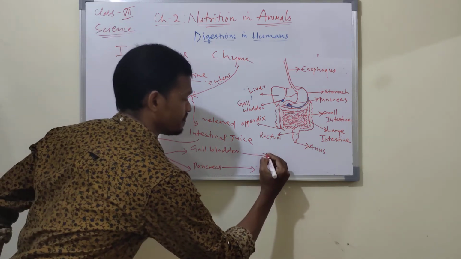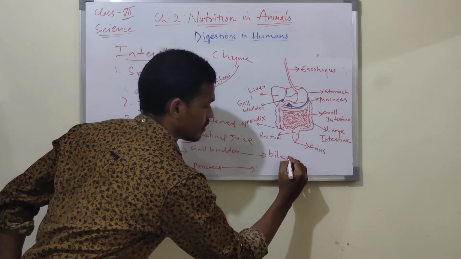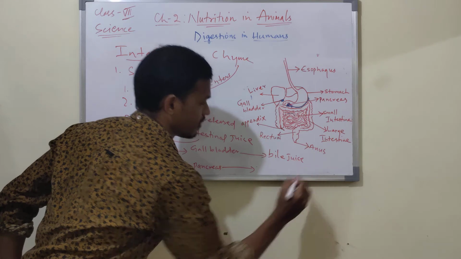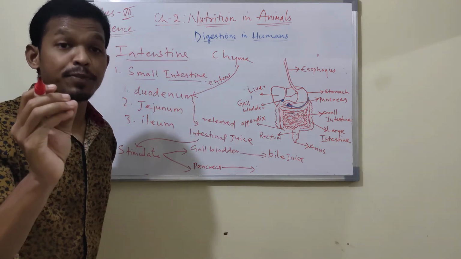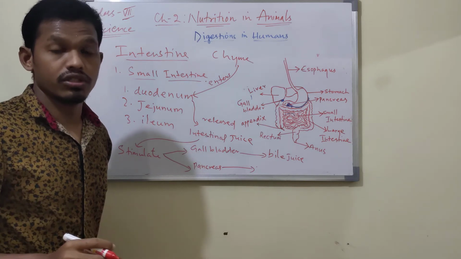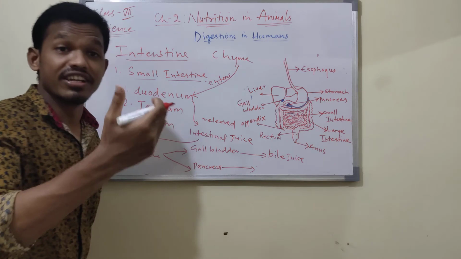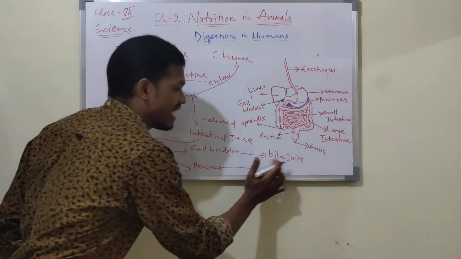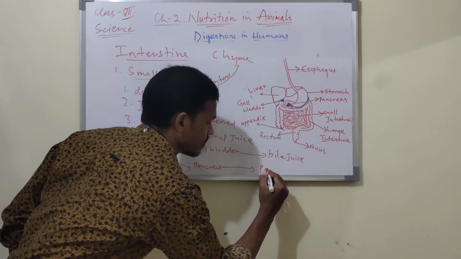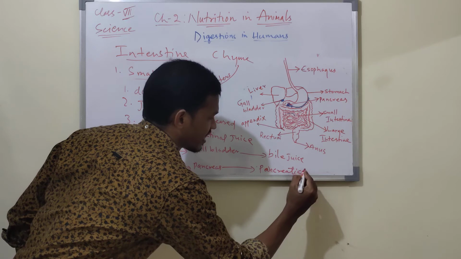The gallbladder will produce bile juice. What is that? Bile juice. That is a special digestive enzyme or juice, you can say. The gallbladder and pancreas will release special digestive juices. That is called bile juice, and this is pancreatic juice.